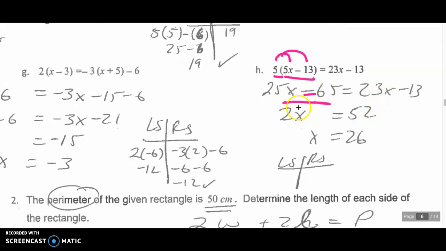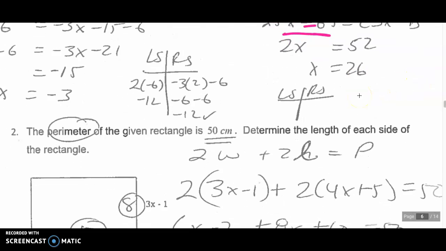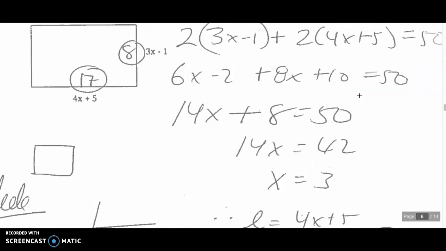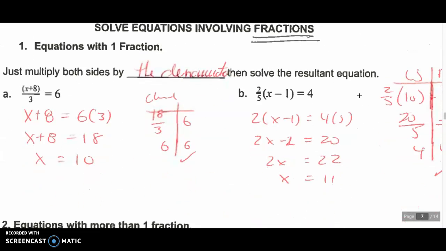Bring that 23x over. You're going to subtract. So 25 subtract 23 is 2. Leave that 13 here. Bring that 65 over. You end up with that. Divide by 2, 26. Okay, I'm going to leave this word problem for a second. We can look at it later in class again.